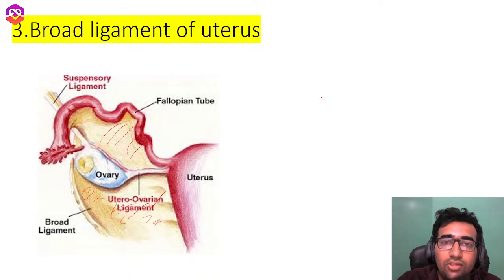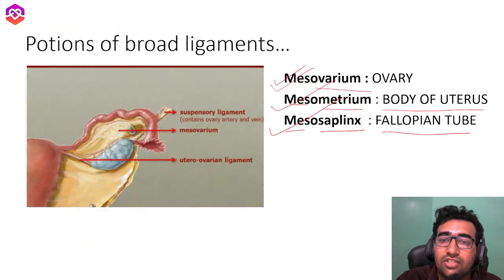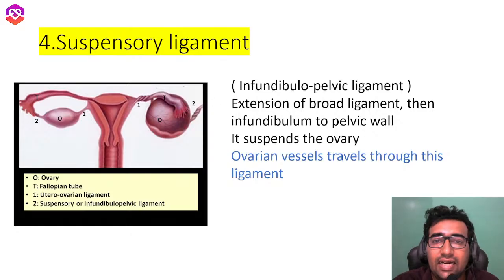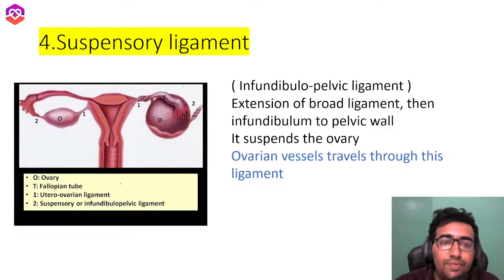And the broad ligament of uterus is actually the very broad ligament you can see here, and it has some parts like mesovarium, mesometrium, mesosalpinx, etc. And the fourth part in the adnexal structure is the suspensory ligament. Suspensory ligament is part 2 here. You can see this is one. This is what? Tube or utero-ovarian ligament, ovarian ligament.